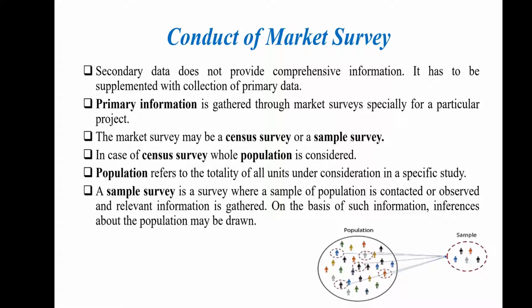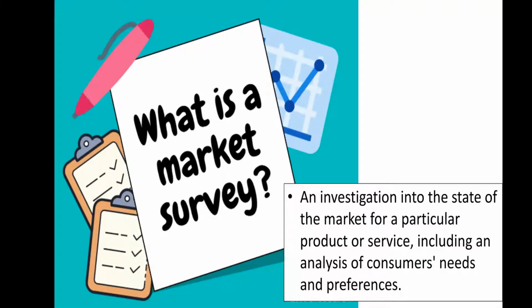So after collection of secondary information, we'll step into the next step, that is conduct of market survey. Secondary data does not provide comprehensive information, so it has to be supplemented with collection of primary data. So primary information is gathered through market surveys, especially for a particular project. Market survey, what is actually market survey? Market survey is an investigation into the state of the market for a particular product or service, including an analysis of consumer needs and preferences.